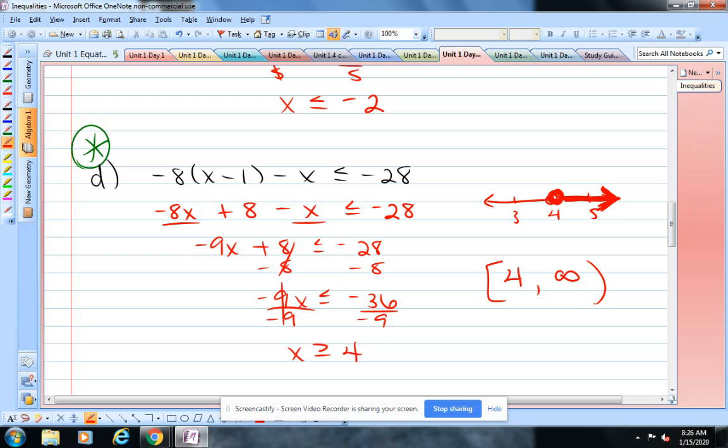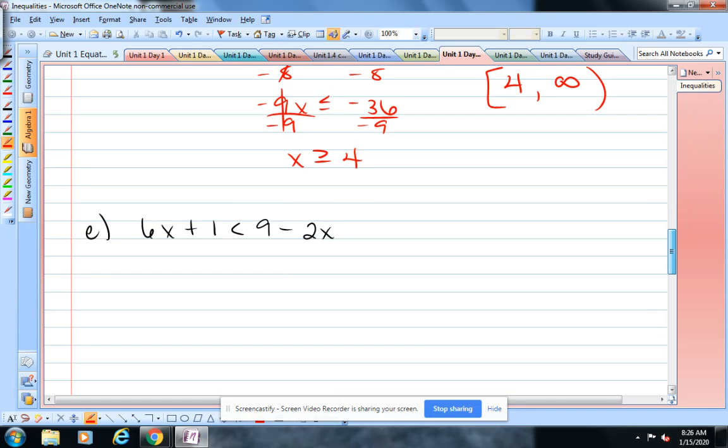All right, good job. Well, if you missed your symbol, are you going to get your number line right? And are you going to get your interval notation right? So be careful with the symbols. We got about 3 more examples. And this one's just different because it has a variable on both sides.